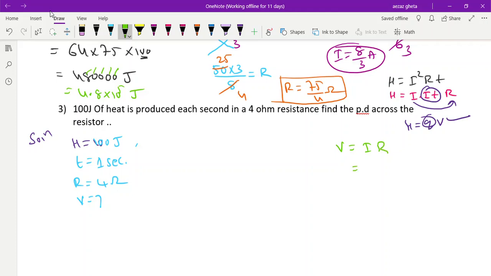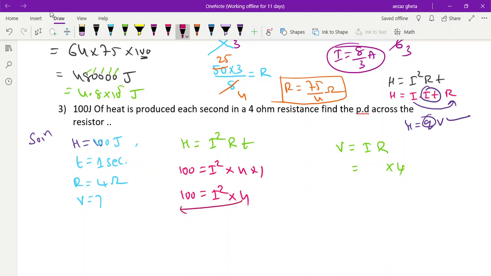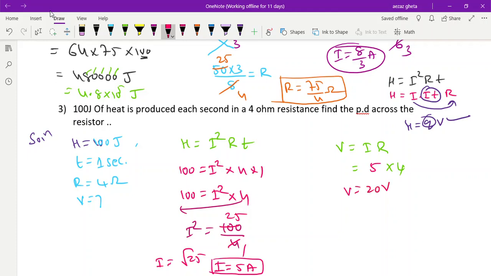So R we know, 4, but I we don't know. So for that, H is equal to I square R T. H we know, 100, I we don't know, R we know, 4, time we know, 1. So 100 is equal to I square into 4 ones are 4. This 4 will come here. I square is equal to 100 divided by 4. 4 25s are 100. So I is equal to root 25, which is nothing but 5 ampere. Correct. So V is equal to 5 into 4, 20 volt.